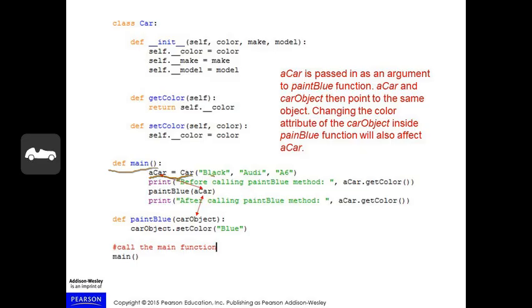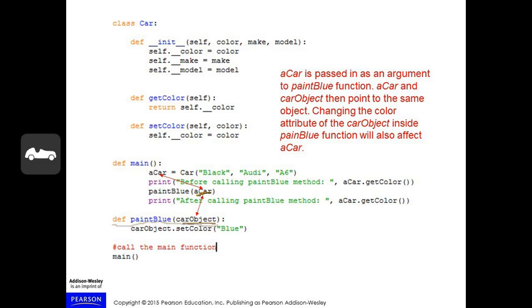So when I print it out, it is black. Okay. Now I call this method here, paint blue, and pass in a car. This paint blue is a function definition, which receives a car object as a parameter. So both this car object and a car object are now referencing the same object.